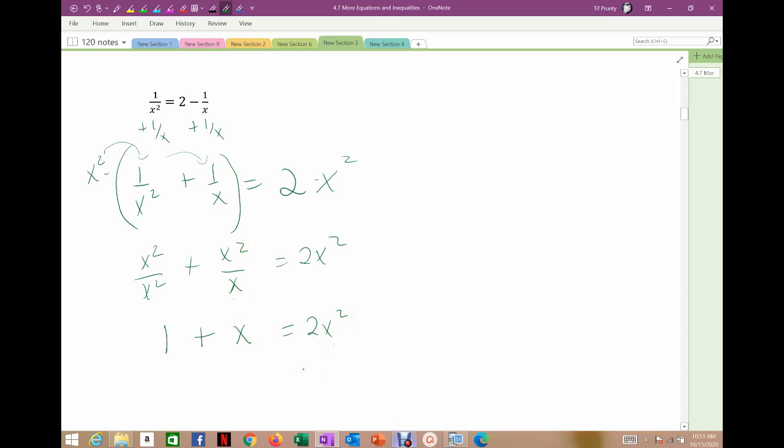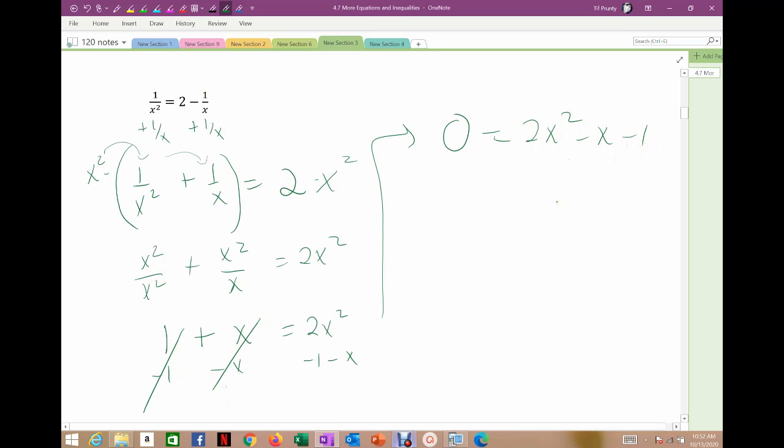Now I have a polynomial. I have a quadratic. I know how to solve quadratics. To solve quadratics, I set it equal to 0. And so I'm going to move the 1 and the x to the other side. And when I do, I'm going to reorder it. So over here I'm left with 0, and then I've got 2x squared minus x minus 1 once I've moved them over.